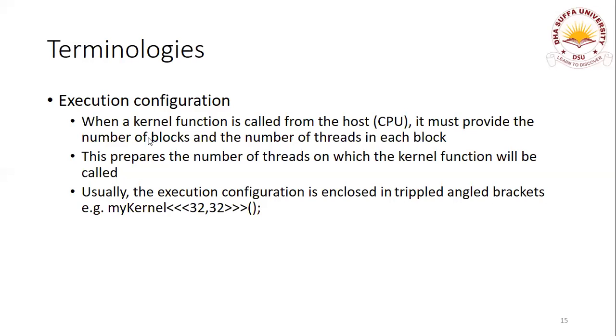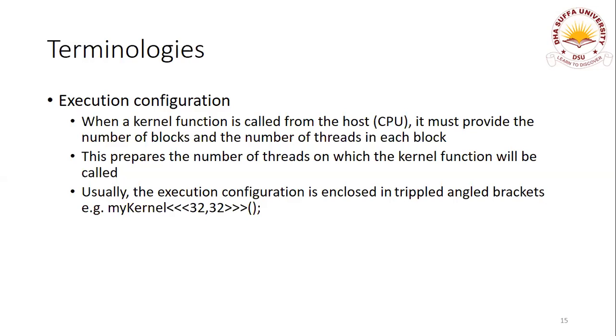When a kernel function is called from the host, it must provide the number of blocks and the number of threads in each block. The number we are saying here, 32 comma 32, the first number indicates the number of blocks. What are the number of blocks? We are going to discuss that, don't worry. This is just the term I am introducing here: execution configuration.